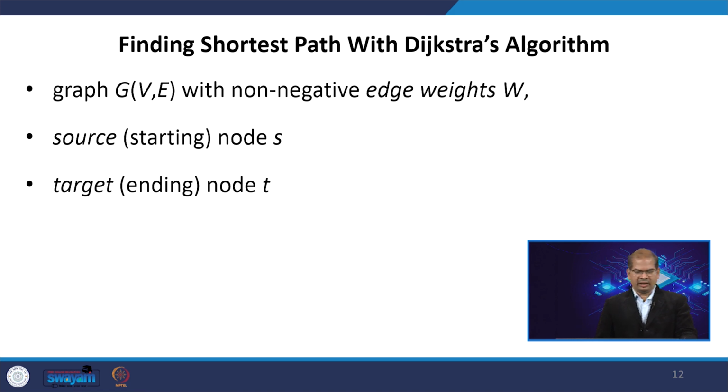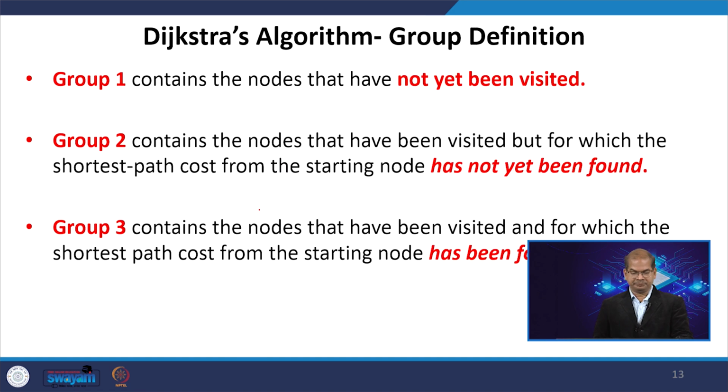So, basically I have a graph G(V, E) with non-negative edge weights W, and I have a source node or starting node S, and a target or ending node T.